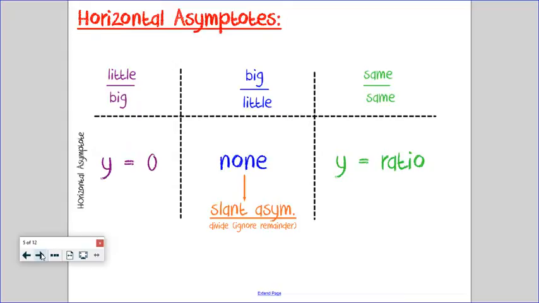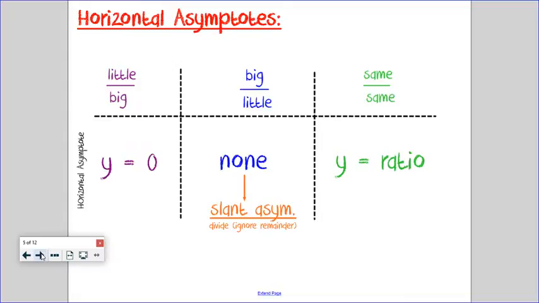Automatically, little over big has a horizontal asymptote at y equals 0. Automatically, a same over same has a horizontal asymptote at whatever the ratio of the numbers in front of x is. What we did not get to see is when it's a big over little. First of all, that means it does not have a horizontal asymptote. It does have a slant asymptote. So we're going to talk about how we find that today.